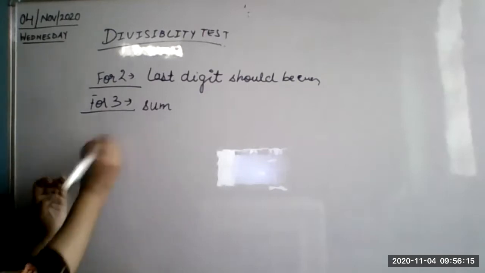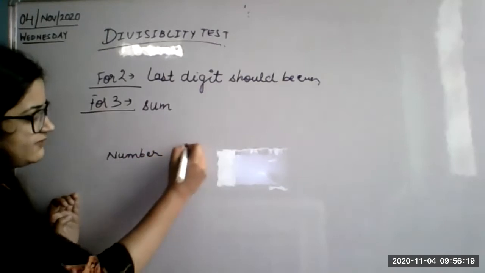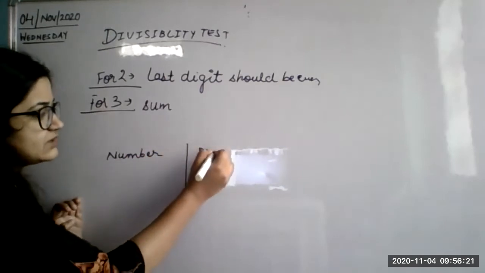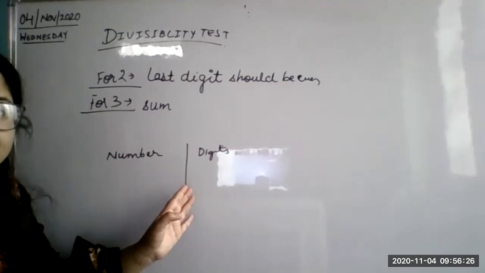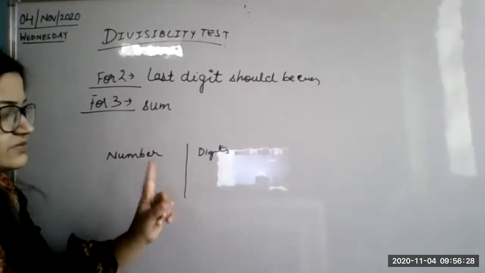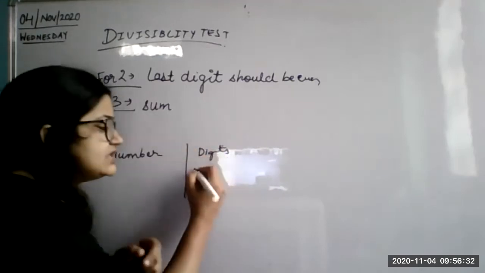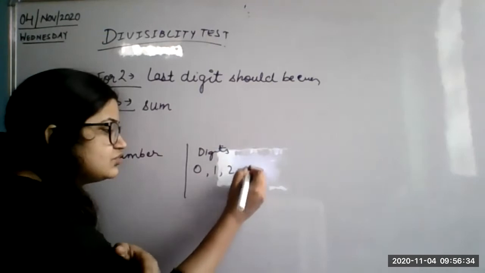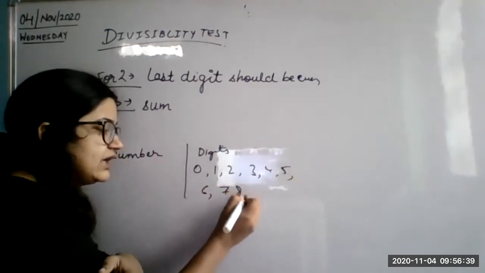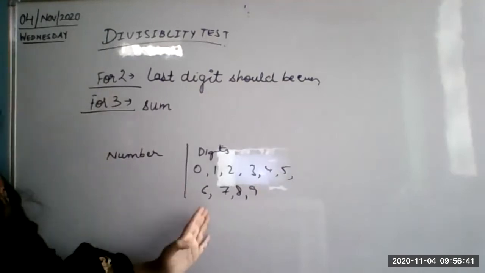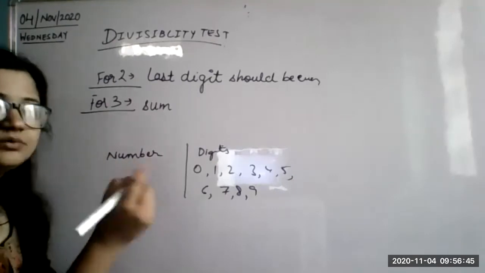There is a difference between number and digits. Just see the difference. Look here, everyone, just quietly. What is the difference between the number and digits? There is a huge difference. Digits are 0, 1, 2, 3, 4, 5, 6, 7, 8, 9. These all are digits. And a number is made up of one or more digits.